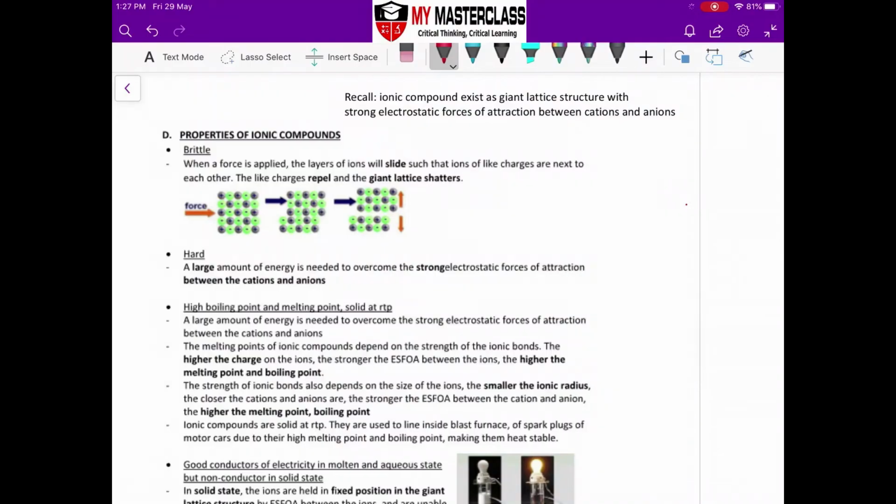We have looked at how to draw the dot and cross diagram of your ionic compounds and your covalent compounds. Now we will be looking at some of the main properties of the ionic compounds and covalent compounds, starting with the ionic compounds first. If you recall, ionic compounds exist as giant lattice structure.